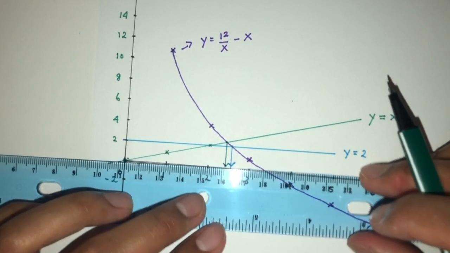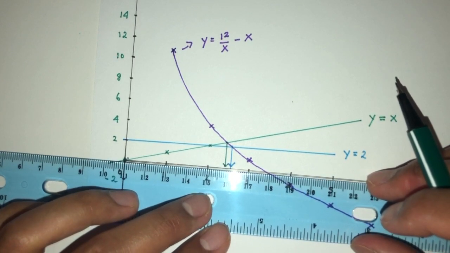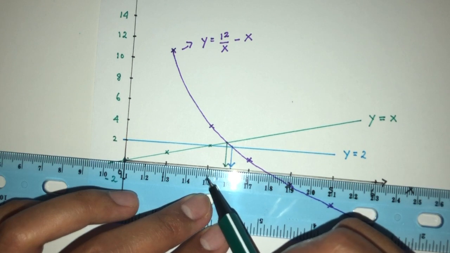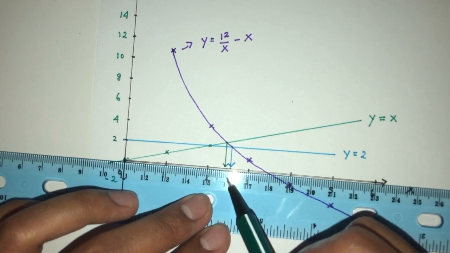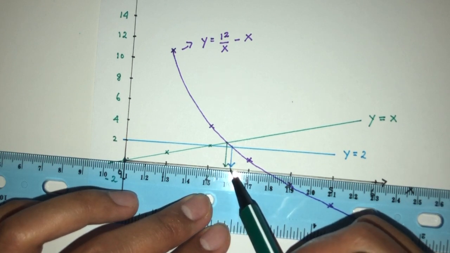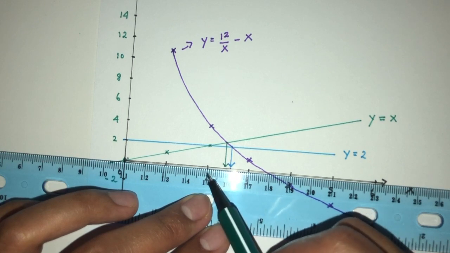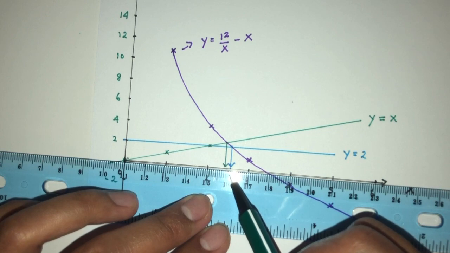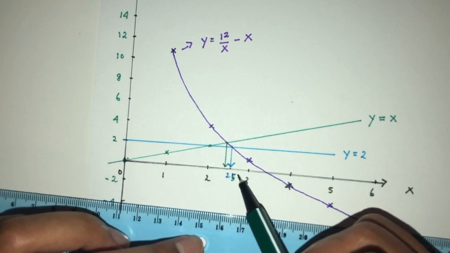So let's find the corresponding value. This is 2.5. I think that's the value. I have read this wrong. This should be 2.55 actually. Not 2.6, but 2.55 as my value here.